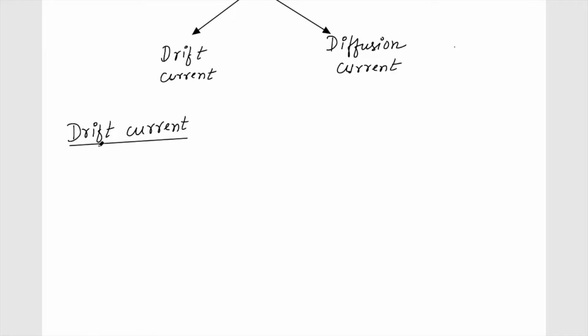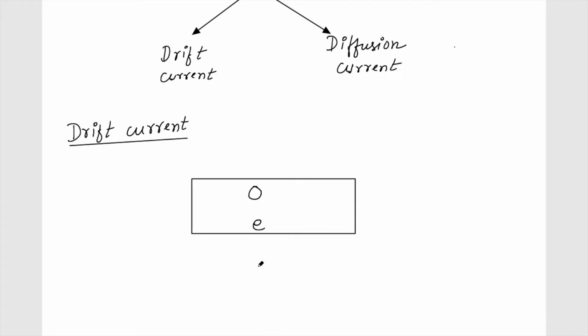As the name suggests, drift is basically you're drifting. A force is applied and you're drifting from one end to the other end. So consider a semiconductor device. Let's consider an intrinsic silicon, a pure silicon. This is my pure silicon bar, and we know that it has holes and electrons as charge carriers, which are thermally generated.